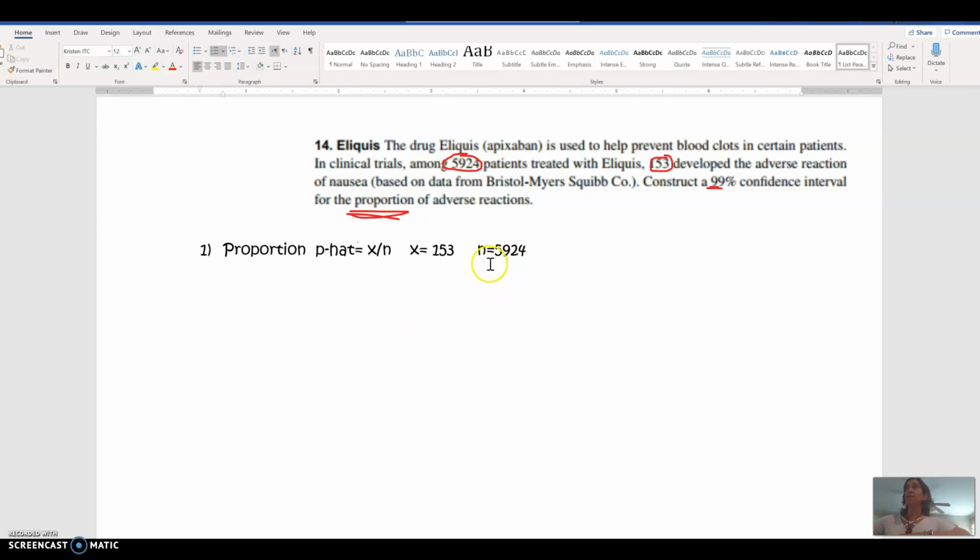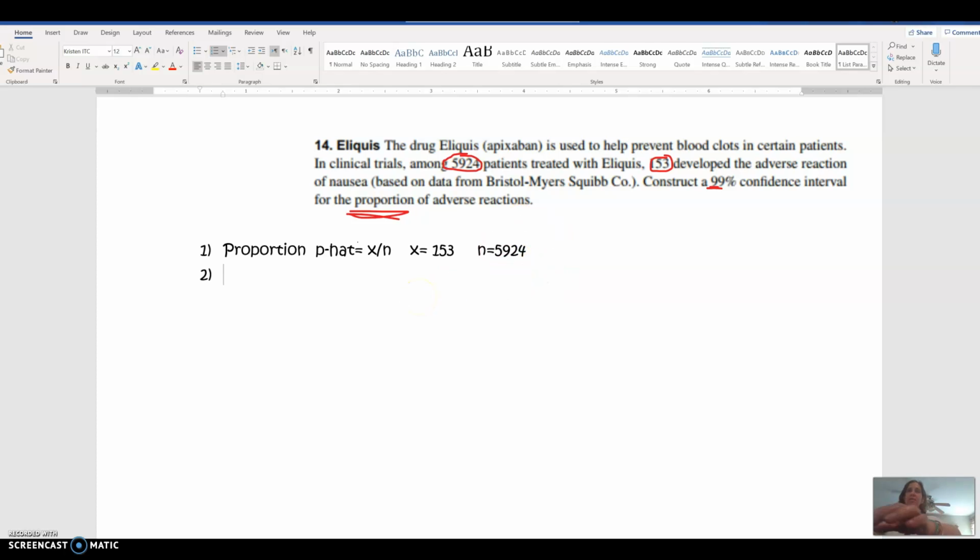So even though this is a large sample, it's still only a sample. This is not the entire population of all people, right? There's way more than 5,924 people on the planet, or even that would be patients attending a certain healthcare institution. They didn't really define exactly what the population is, but certainly this is not going to be the entire population.